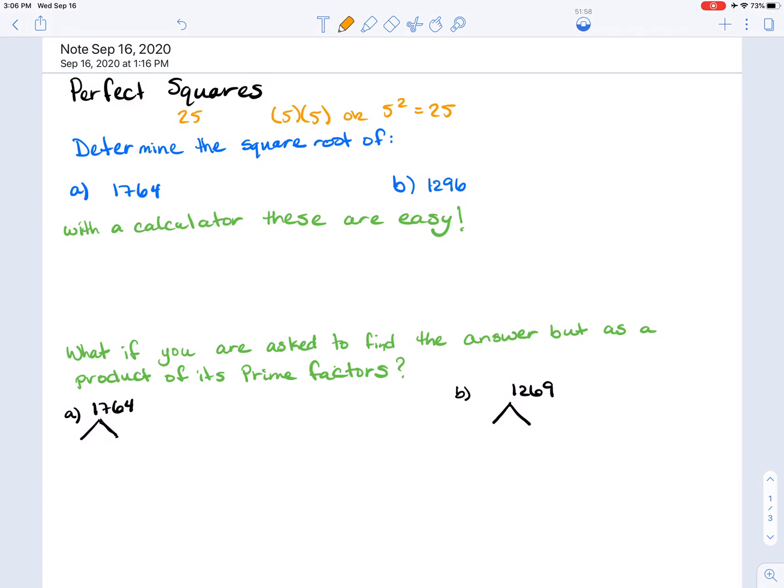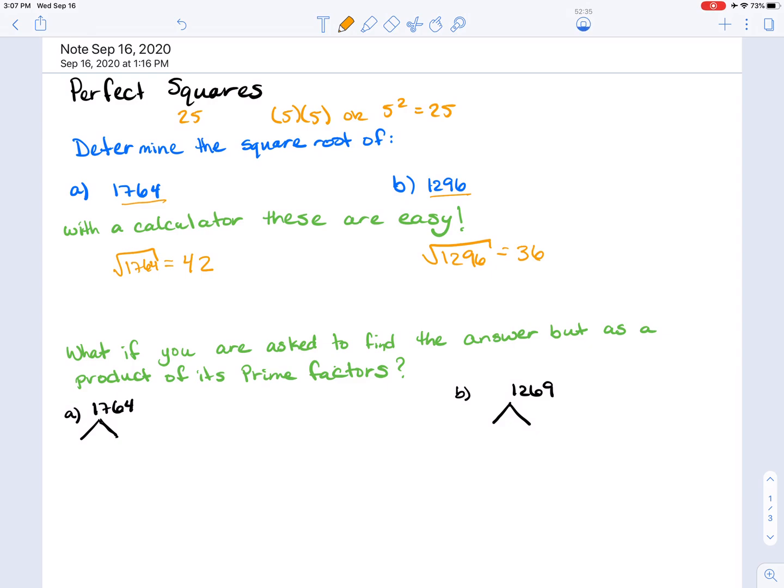If we had a larger number like 1764 here, or in B, 1296, with a calculator, these are easy. The square root of 1764, if you put that in your calculator, you get the answer, which is 42. And the square root of 1296 in your calculator, easy enough, punch it in, comes up with 36.